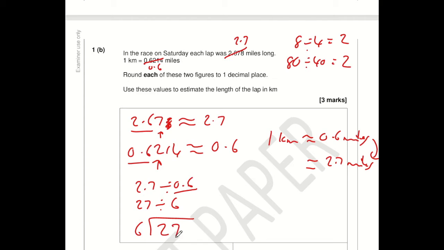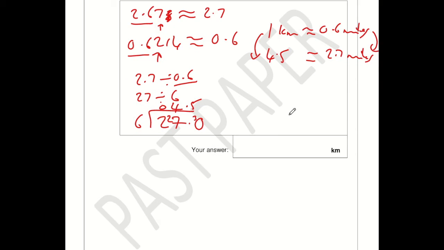So we might need a bus stop here. How many 6s go into 2? 0, move the 2 across. 6s into 27 go 4 times with the remainder of 3. Now I need to put in a decimal point and a 0, so I can park the 3 onto that 0. 6s into 30 is 5. So since to go from 0.6 to 2.7 we are multiplying by 4.5, we need to multiply the 1 kilometre by 4.5, but of course 1 times 4.5 is 4.5, so the answer is simply 4.5 kilometres.